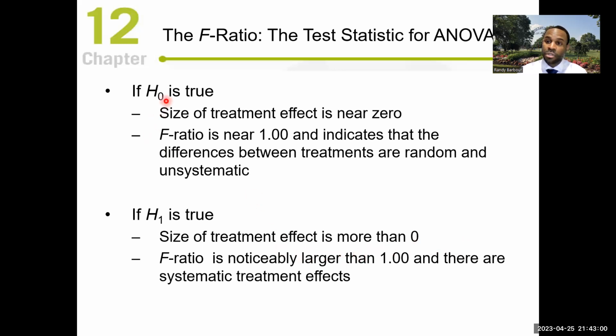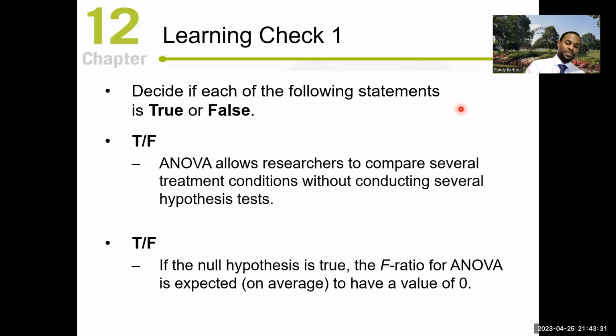So if the null hypothesis is true, the closer the value for the F ratio will be to 1, okay? And that indicates that, again, differences between the treatments are just random and unsystematic. But when you start seeing a difference, you're going to start to see that the numerator is greater than the denominator. When that happens, then you'll start to get a larger F ratio. And that gives you a better indication that you may have some significant differences between your groups, okay?